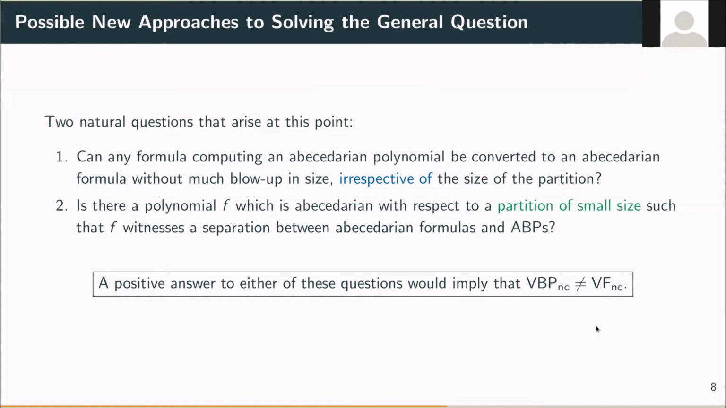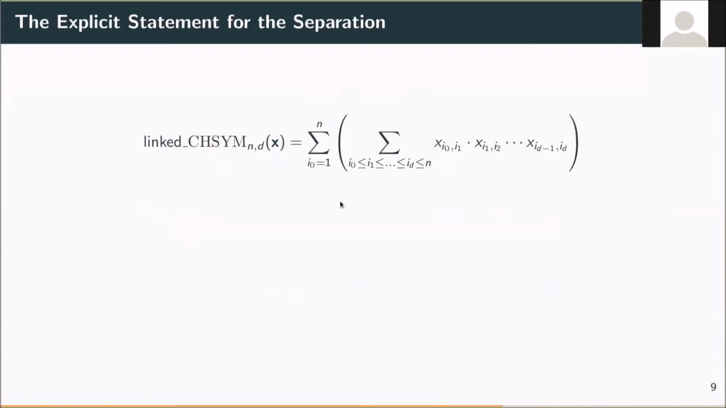And even a negative answer to any of the questions would actually be very interesting to me, at least, since I believe it would increase our understanding of non-commutative formulas. Then, okay. So, what is the explicit statement of our separation result? What is our hard polynomial? It is a variant of the complete homogeneous symmetric polynomial.